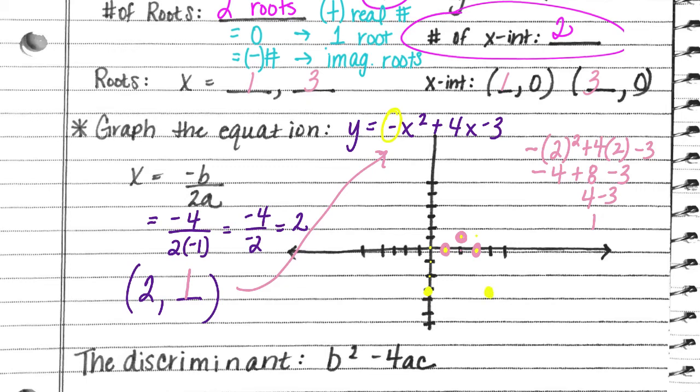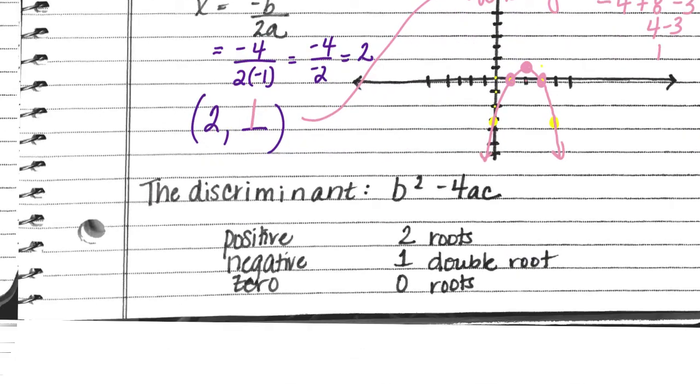And we could go over 1, down 5. So your parabola is going to look like this. And I know when the A term is negative, it is going to go upside down. So let's look at some rules of the discriminant.